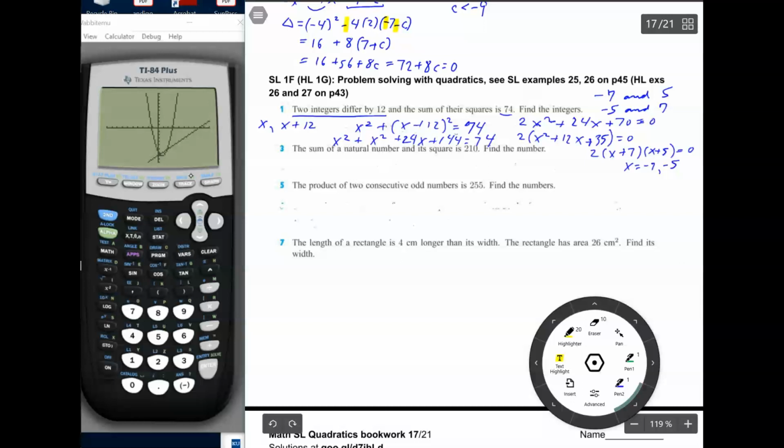statement. Okay? For example, 25 plus 49, which are those 2 squares. If you add them together, you get 74. So perfect. Okay. All right. Now let's do number 3.